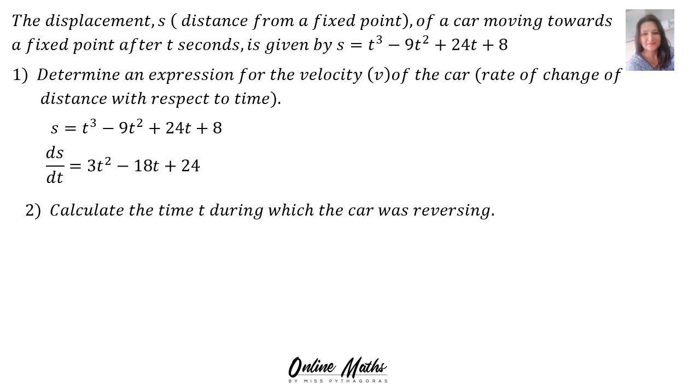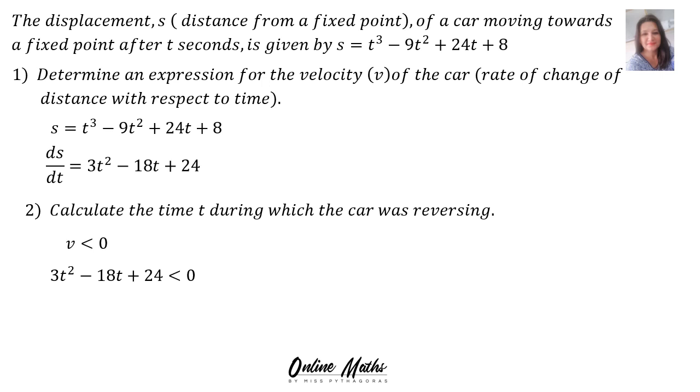Question 2. Calculate the time t during which the car was reversing. That means the velocity is smaller than 0. Now we have an equation for the velocity. That was the first derivative. And now we will equate that one and make it smaller than 0. Then I'm going to solve for t.